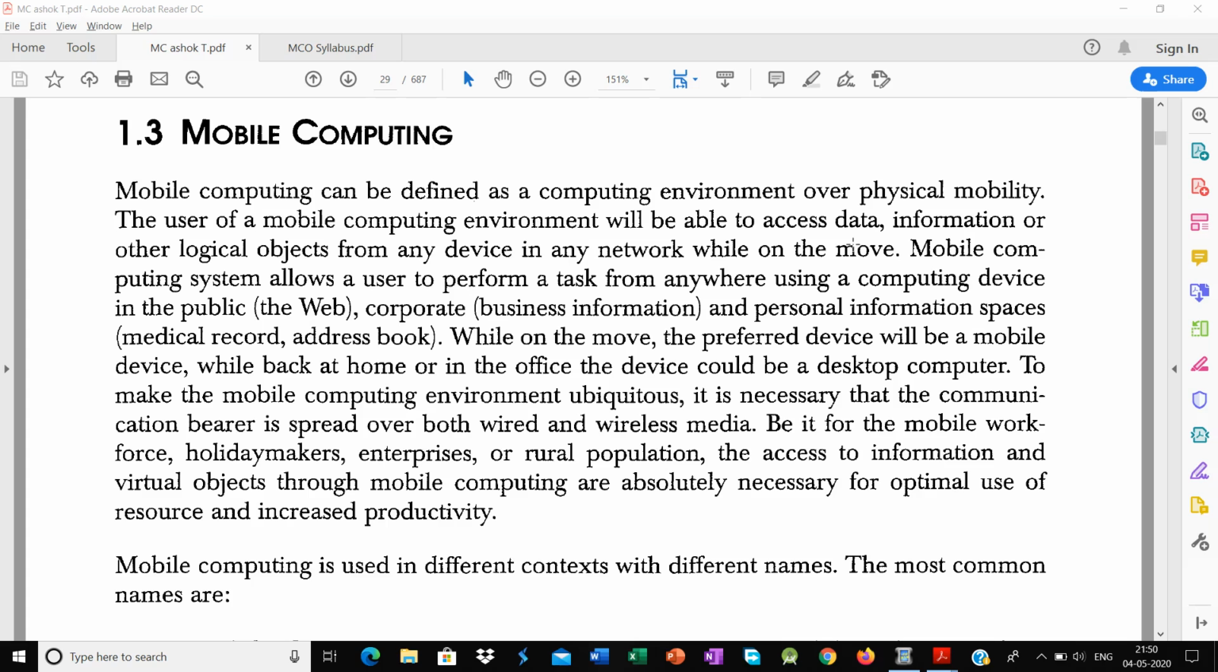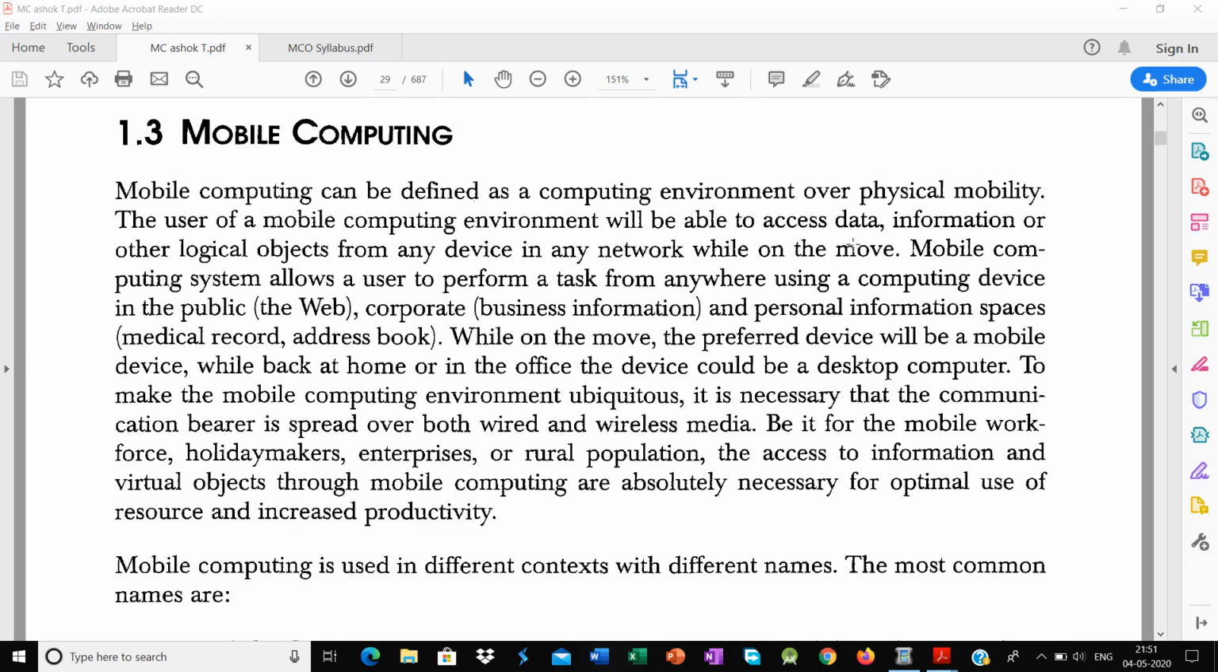So a mobile computing system allows the user to perform a task from anywhere using a computing device, like public, that is nothing but the web, or a corporate, or the personal information spaces like medical records and address books. While on the move, we prefer the device to be a mobile device. While back at home, we can use the desktop computer system. It is necessary that the communication barrier is spread over the wired and wireless media.